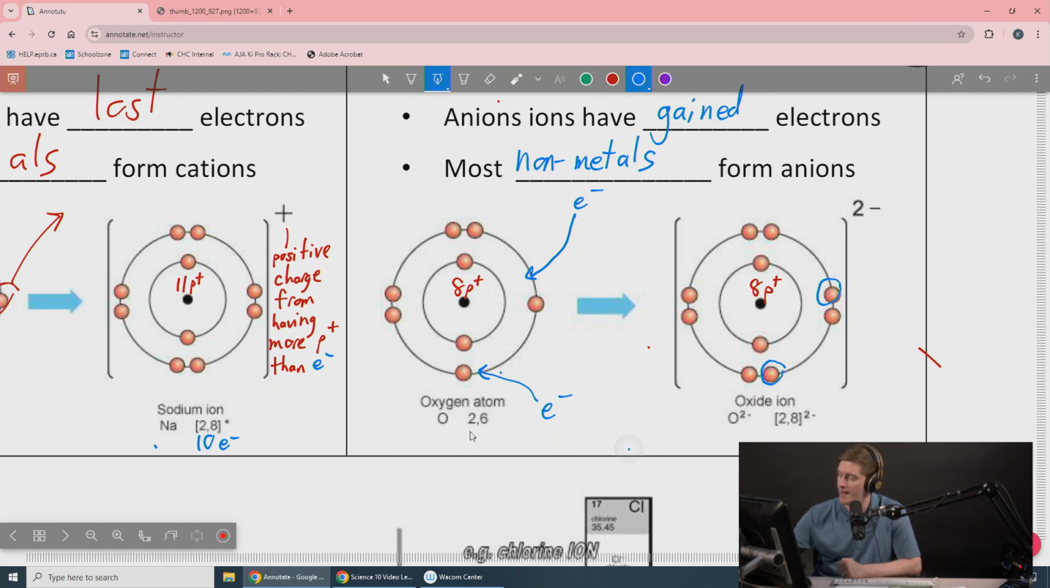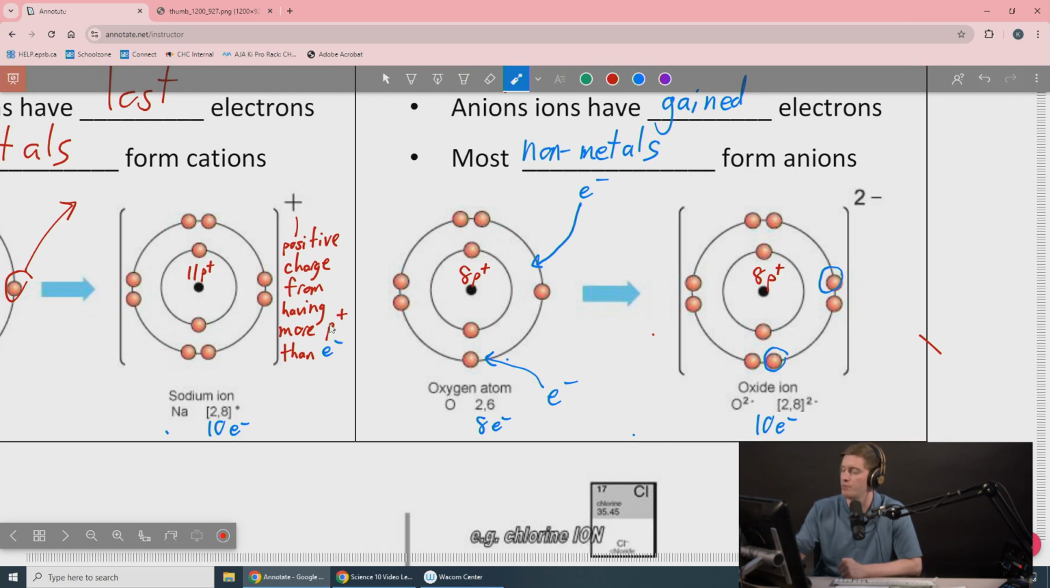However, the oxygen atom has 8 electrons, whereas the oxide ion has 10 electrons. Just like the sodium ion was positively charged from having more protons than electrons, the oxide ion is negatively charged from having more electrons than protons. I'll write that here. And not only that, it's a 2- charge because we have 2 more electrons than we have protons.